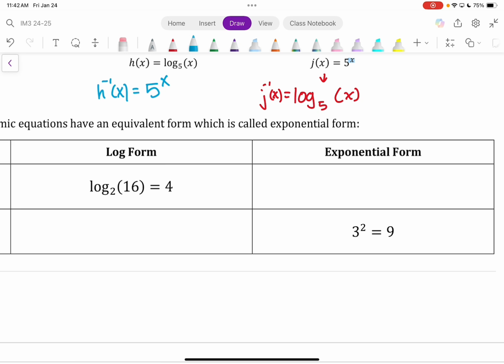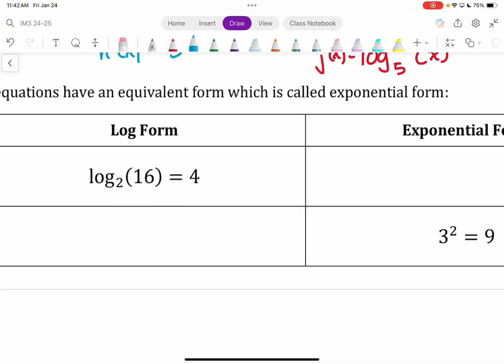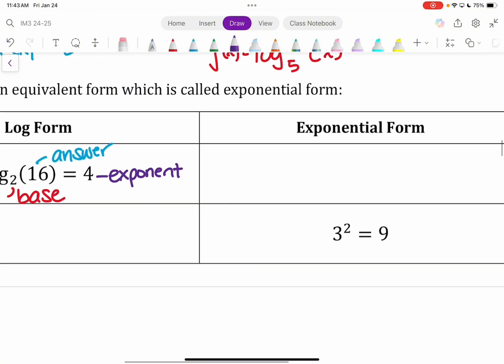Now, this allows us to go back and forth between two forms. You have log form, and if you know log form, that means you can switch to exponential form, and you can also go the other way around. Now, what does that mean? Well, all you need to do is identify what number represents the base, what number represents your answer, and finally, what number represents the exponent. If you know those things, that means you can switch from log to exponential form.